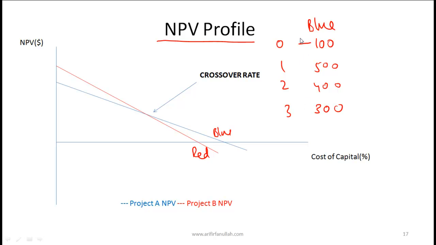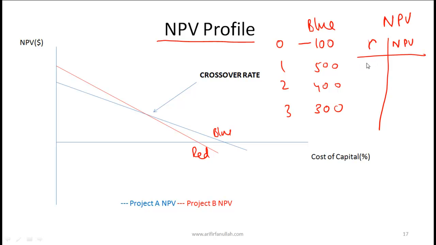So for this cash flow, you determine what is the NPV at different discount rates. To calculate the NPV of the blue project, we take different discount rates, and at different discount rates we come up with the NPV.